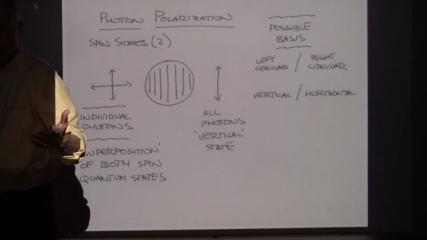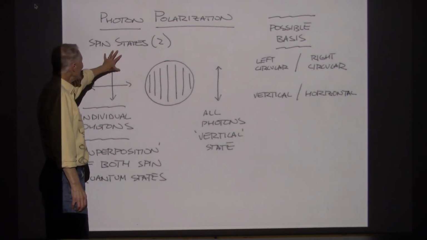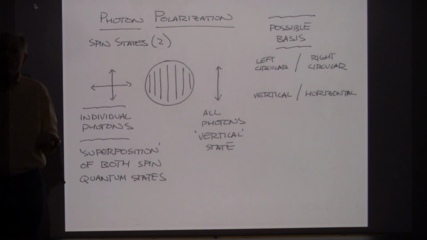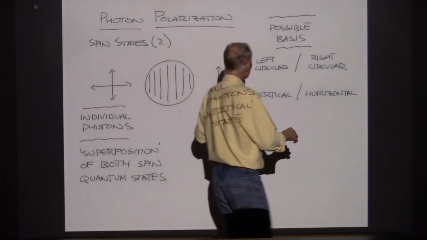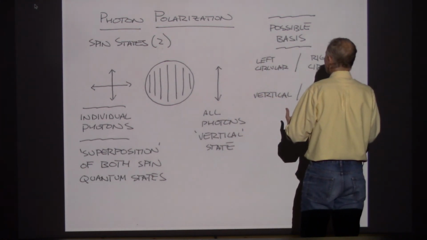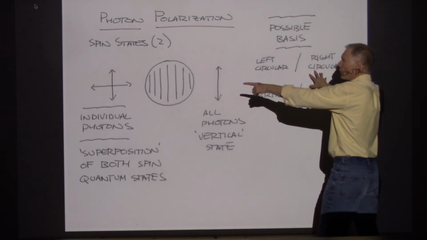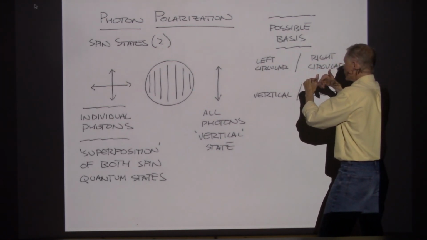Finally, I mentioned this earlier, but polarization, this vertical and horizontal polarization, actually derives from the spin states. So not only do photons have polarization, electrons have polarization, protons and neutrons are polarized. They consist of two possible spin states. Now, the natural basis to think about these polarizations in for particles, for spin states, is what we call left circular and right circular.